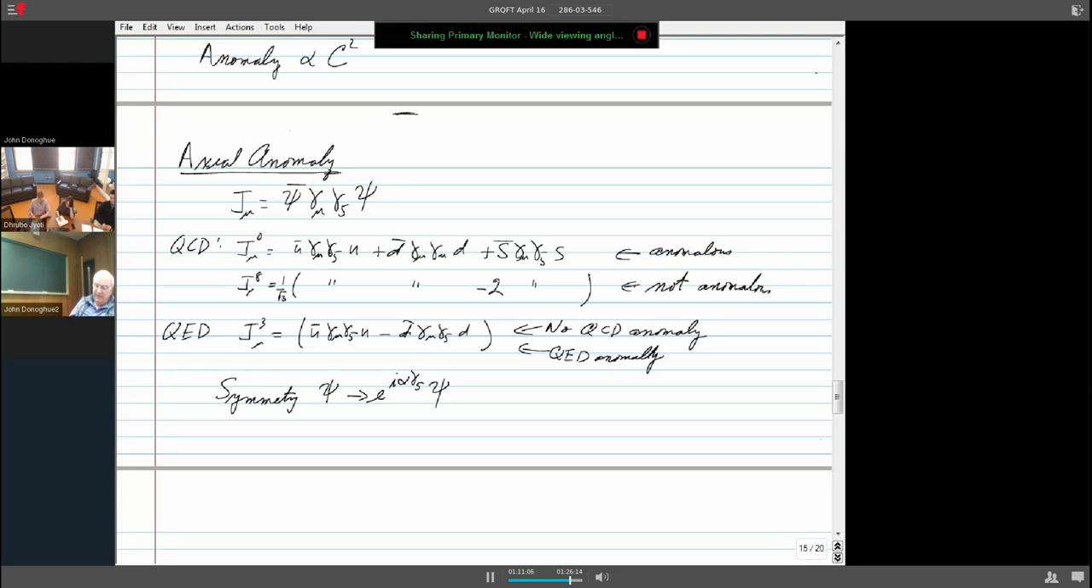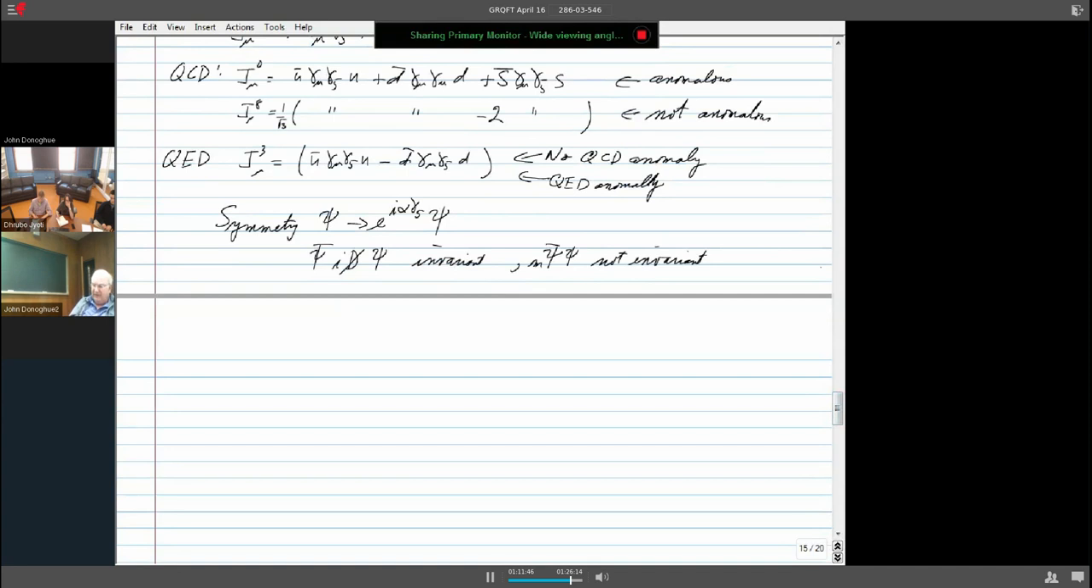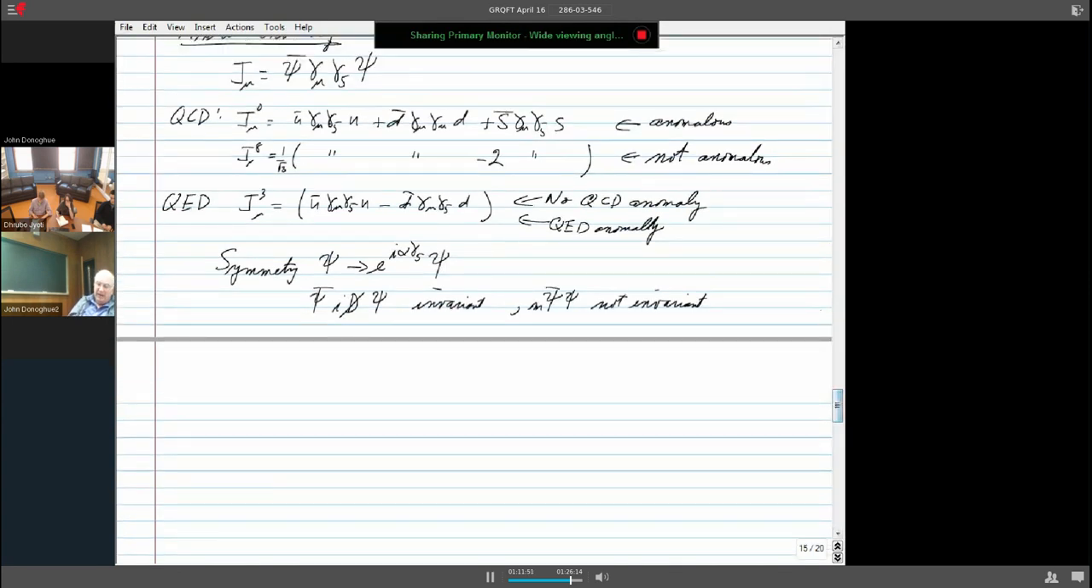But just to unconfuse things, if I have J3, which is U bar gamma mu gamma 5 U minus D bar gamma mu gamma 5 D, this has no QCD anomaly, because it's 1 minus 1. But it does have a QED anomaly, because the up quark charges and the down quark charges are not the same, and so the cancellation just doesn't appear. So the first one up there would have both QED and QCD, the second one will have QCD and QED, and the last one has just QED. Okay.